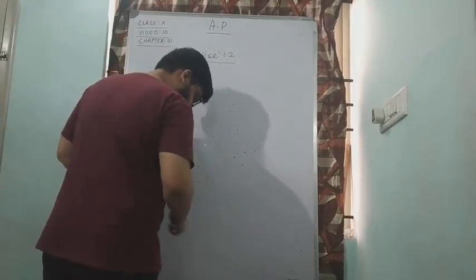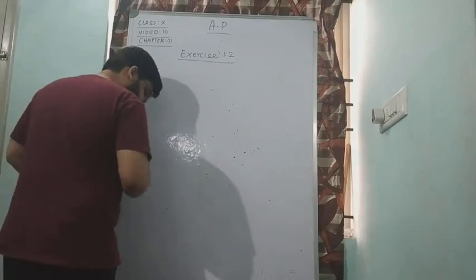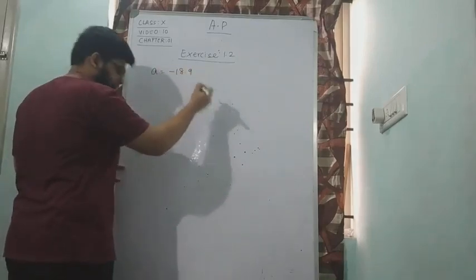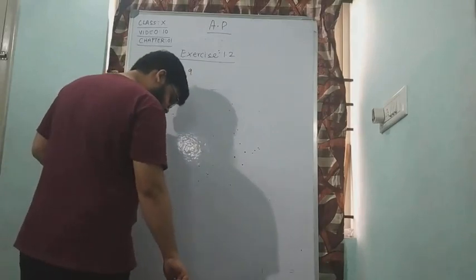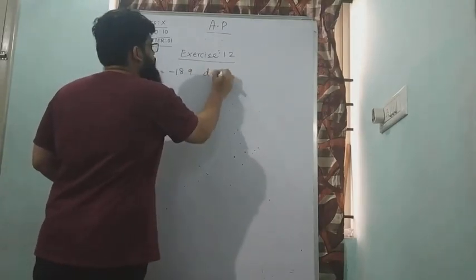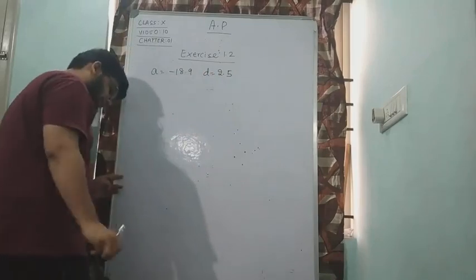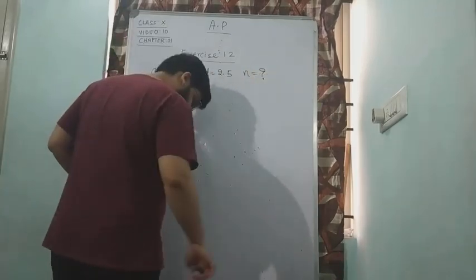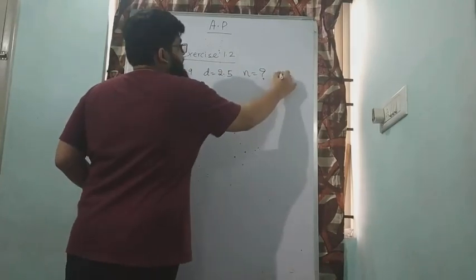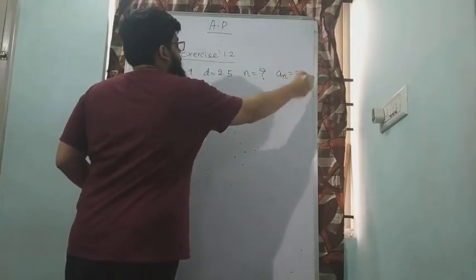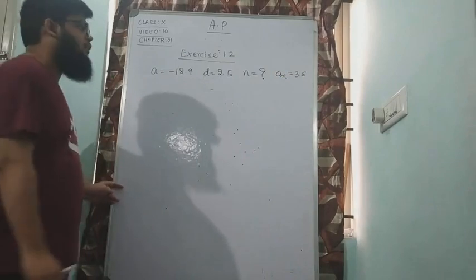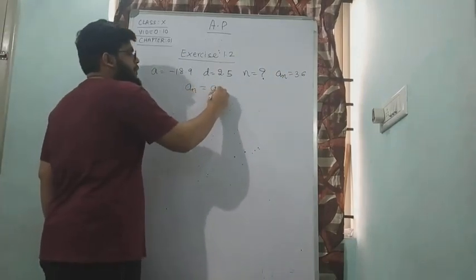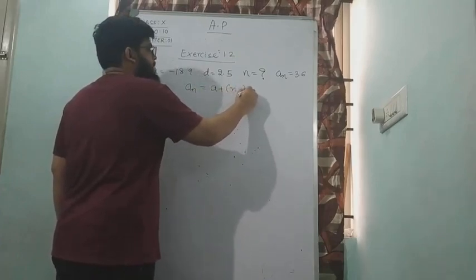So the next question will be: the value of a is minus 18.9, the value of d is 2.5, the value of n is missing, and the value of an will be 3.6. With these values, let us find out what should be n. So let us use the formula an is equal to a plus (n minus 1) into d.